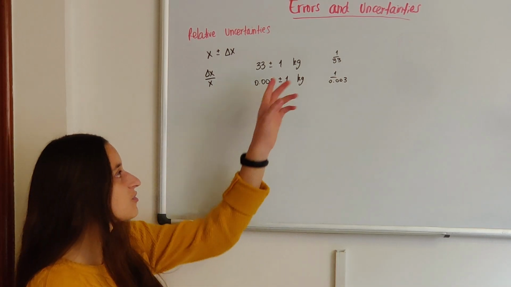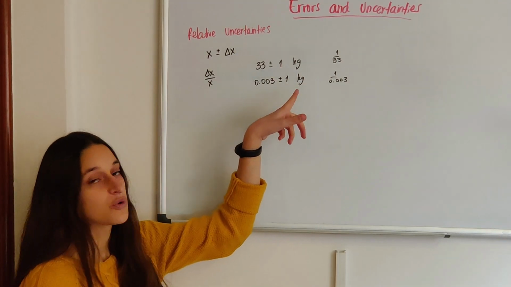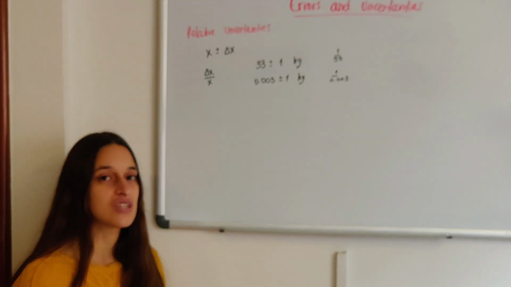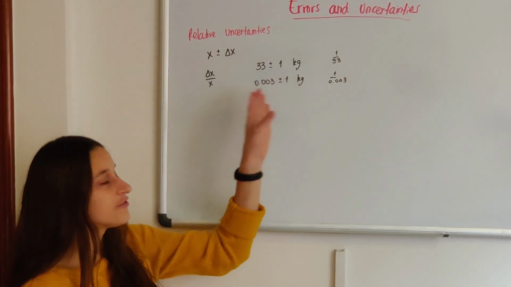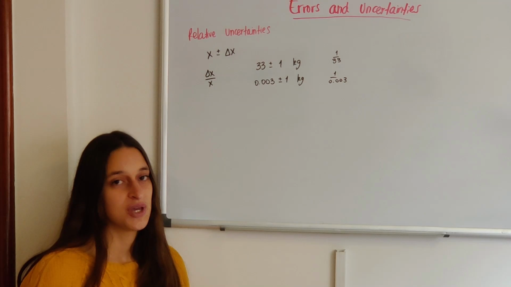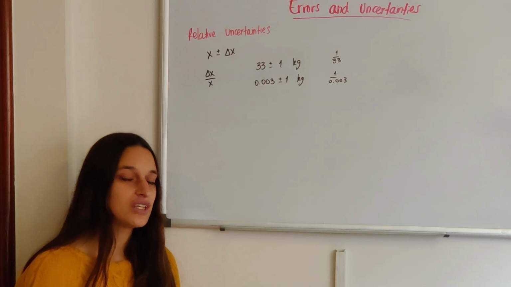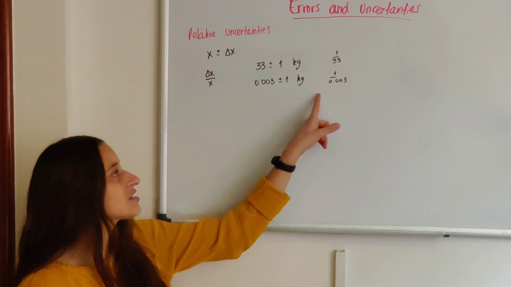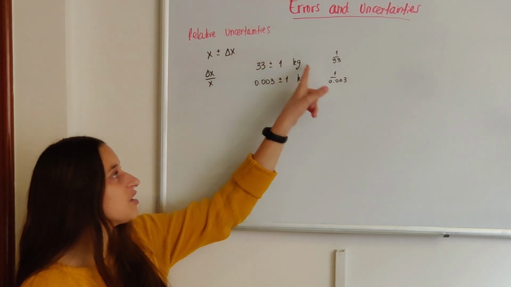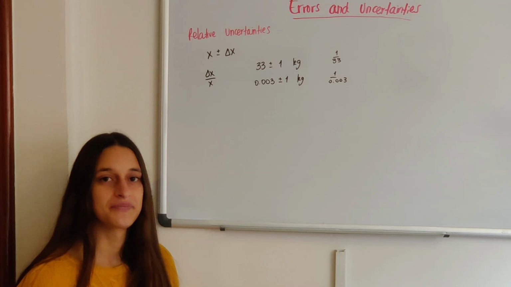That means that our experimental results in the first experiment were much better than our experimental results in the second experiment. So the absolute uncertainty itself, 1 kilogram, doesn't say much. But it does say a lot when you relate it to the number that you wanted to find. So this experiment is very bad, this experiment is okay.